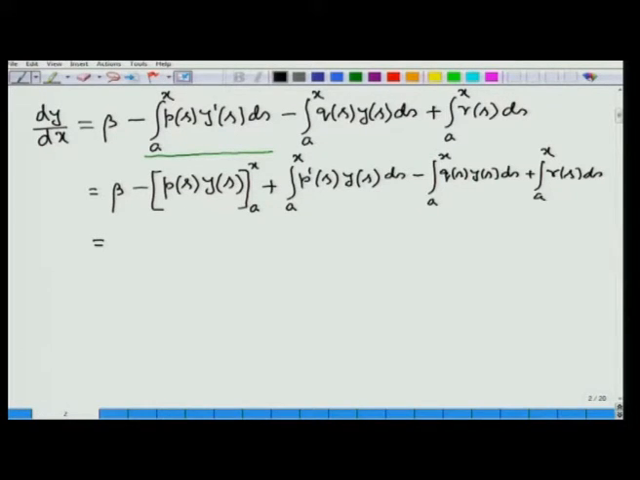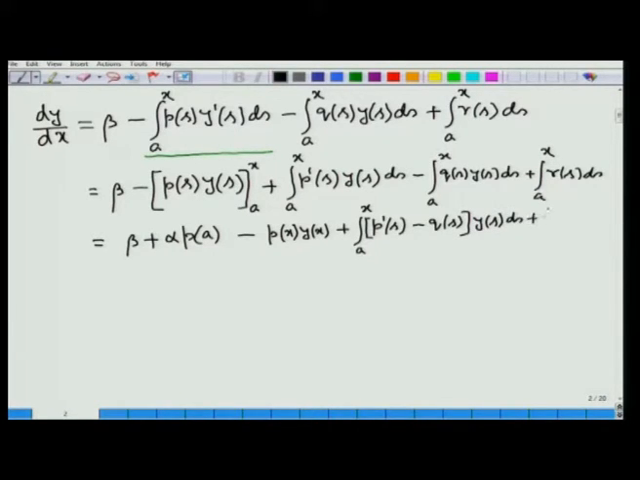So, you will have this constant term, that is beta plus alpha p a, this quantity, minus p x y x plus integral a to x of p dash s minus q s, this multiplied by y s ds, plus integral a to x r s ds. So, this is actually the expression for dy dx.